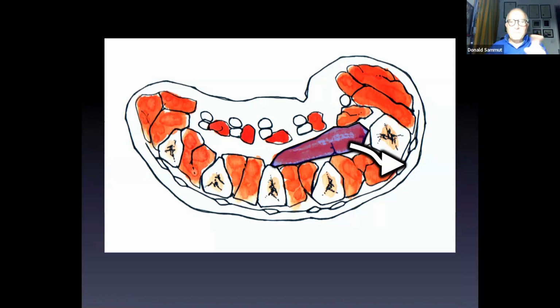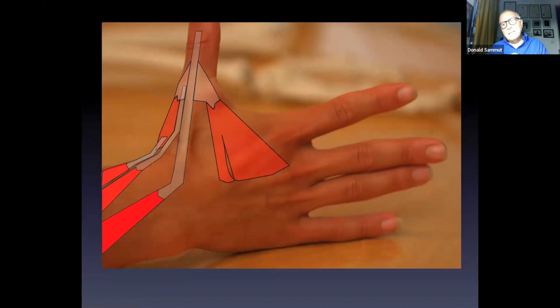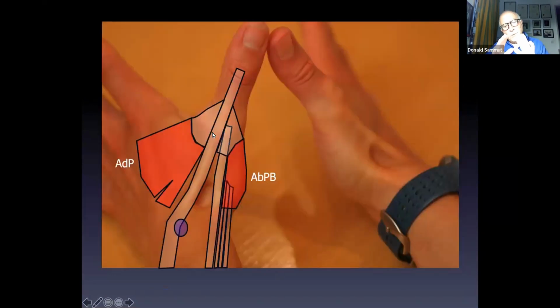And so having done both sides of the hood now, we can see how the long extensor is stabilized between the adductor pollicis, which you can see here, and the abductor pollicis brevis. And here's another view to show you how symmetrical this mechanism is, identical to the long digits.